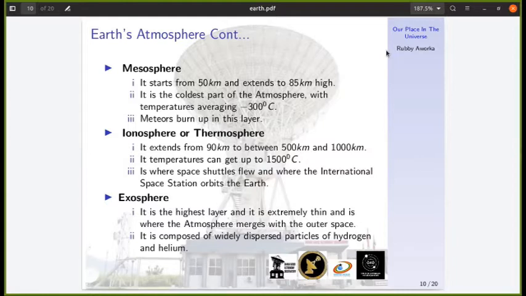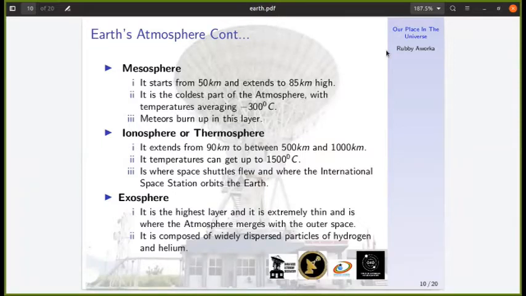It is the highest layer and it is extremely thin, and it is where the atmosphere merges with the outer space. It is widely composed of dispersed particles of hydrogen and helium.